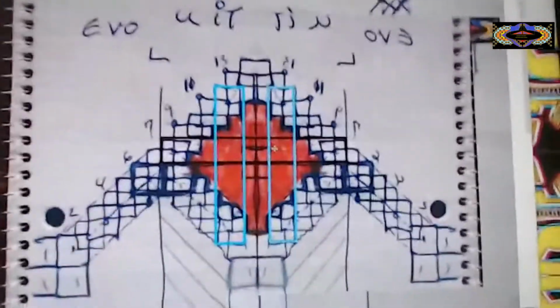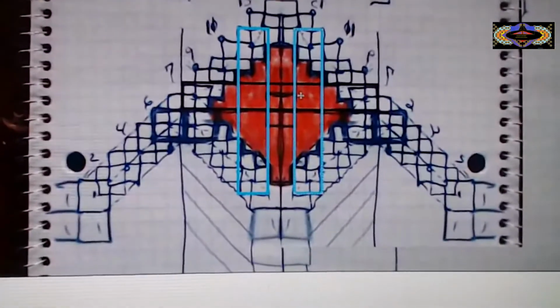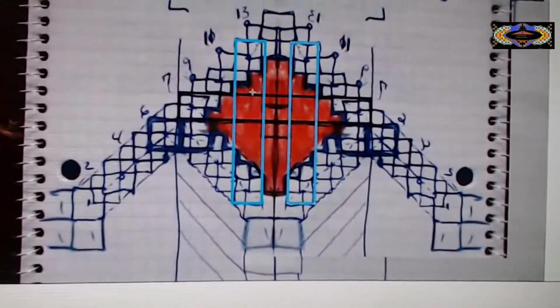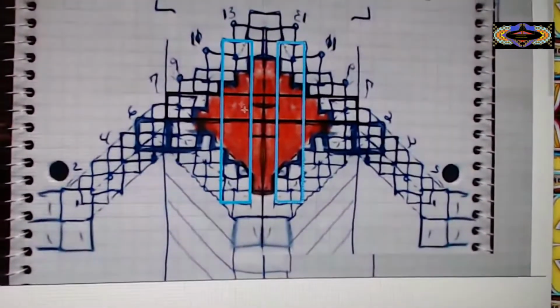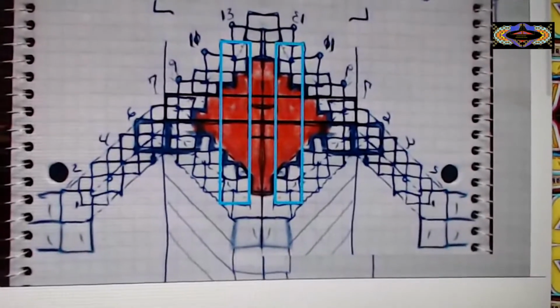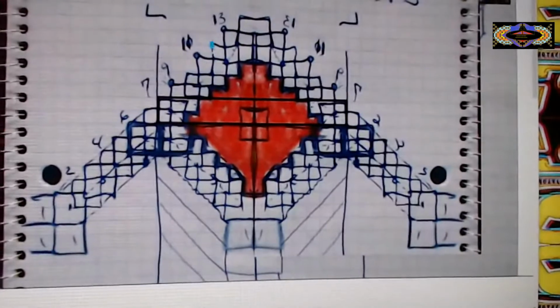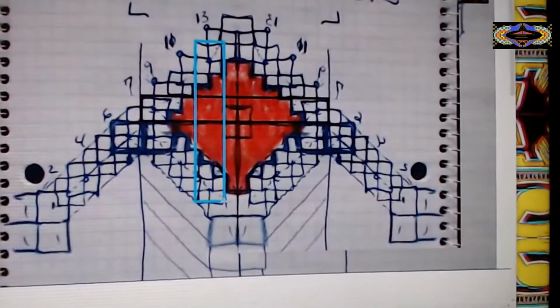Okay, so I'm just trying to think, what number is that? That's 12. That's not 13. That's 12. The separation happens at 12. Okay, hold on a second. This is 12 right over here.